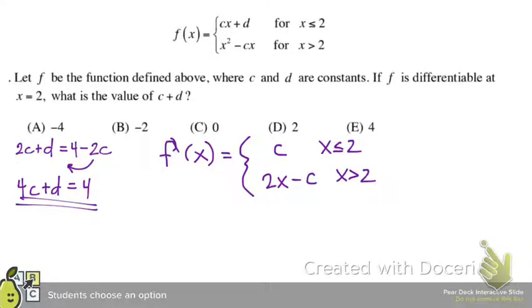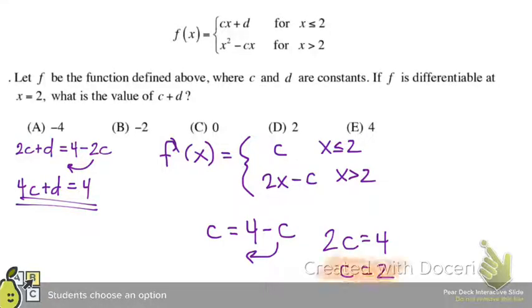And again, I'm going to plug in the breaking point and set these equal to each other. So if I get the breaking point plugged in, I get c is equal to, if I plug in 2 here, I get 2 times 2, which is 4, minus c. And we're down to one variable now in this equation, so I can actually solve this equation for c. If I add c over to the other side, I get that 2c is equal to 4. And if I divide 2 on both sides, I get that c is equal to 2.